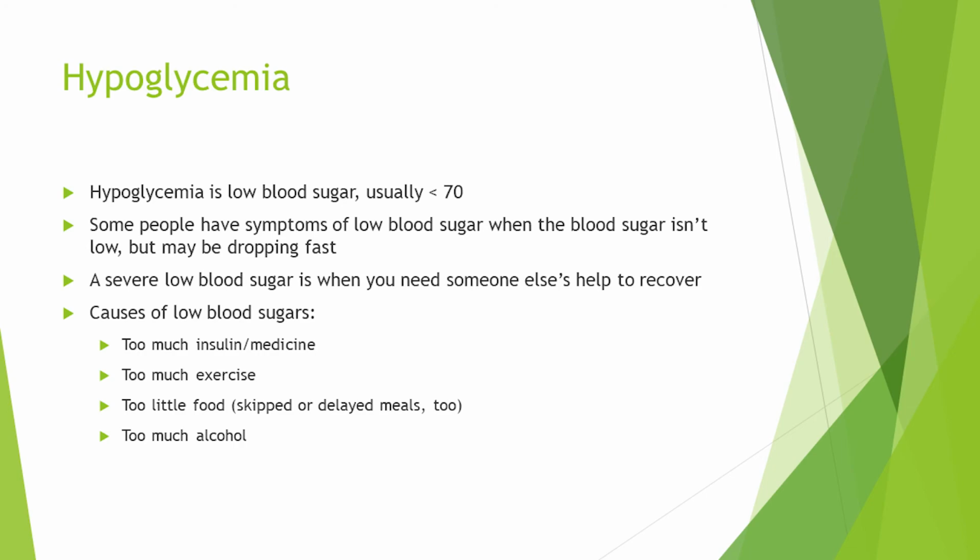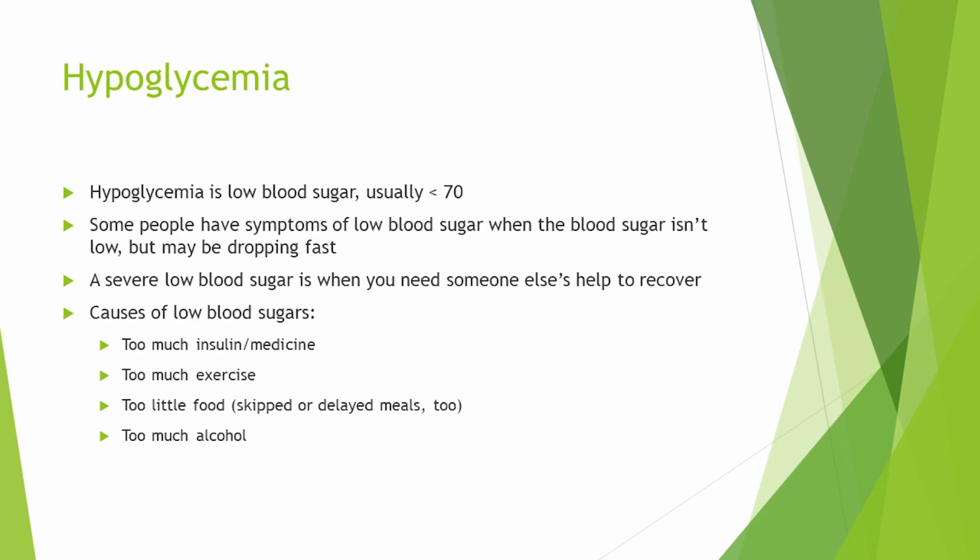Some people may have these symptoms when they're not low, but you may also experience symptoms of low blood sugar when the blood sugar is dropping rapidly. Pay attention to that. Check your blood sugar. If you find it to be dropping rapidly, take action. Now, a severe low blood sugar is when you need the assistance and help of someone else, like family, friend, coworker, or 911, and I'll talk more about that here in a bit.